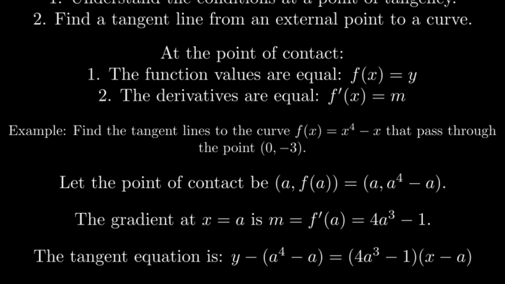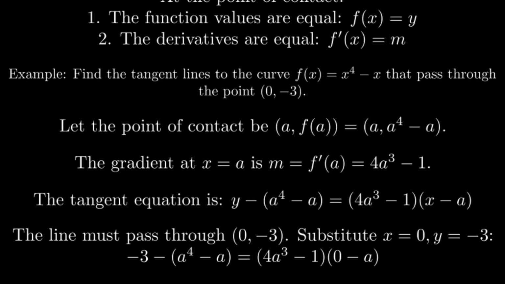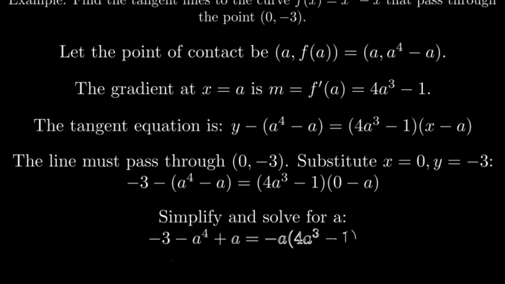We need the specific tangent that passes through our external point, 0, minus 3. So, we substitute x equals 0 and y equals negative 3 into our tangent line equation. This gives us an equation that only contains the variable a. Now we just need to solve this equation for a. Let's simplify both sides. The left side is negative 3 minus a to the fourth plus a. On the right, distributing the negative a gives negative 4a to the fourth plus a.